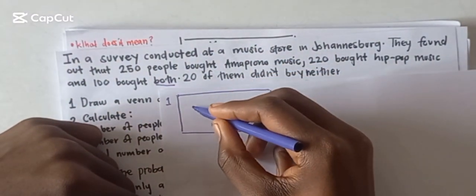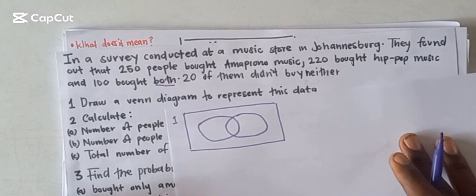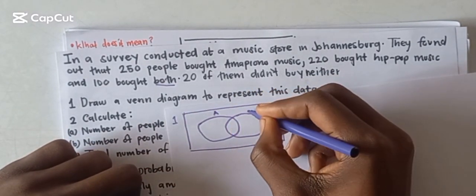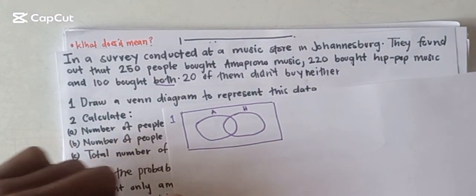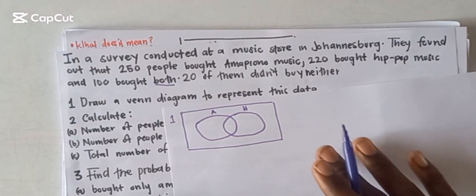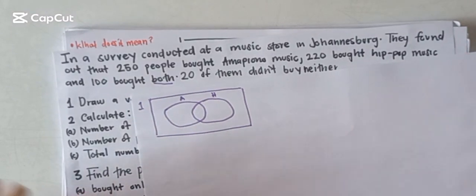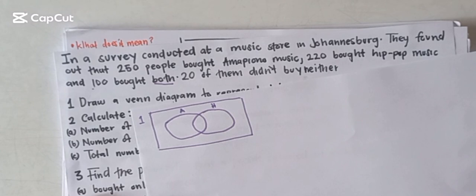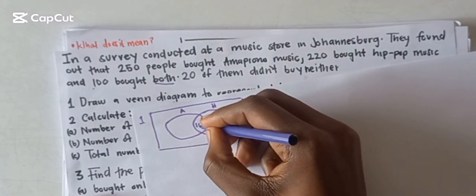So we're going to draw 2 circles. Here are the 2 circles. The first one we can name amapiano, and this one can be hip hop. Where do we start to fill in our information? I told you in our previous videos that when we draw a Venn diagram, we start with the information that includes both, so that we cannot overcount. So we start with the number that includes both, which is the 100 that bought both amapiano and hip hop, and we write 100 here.